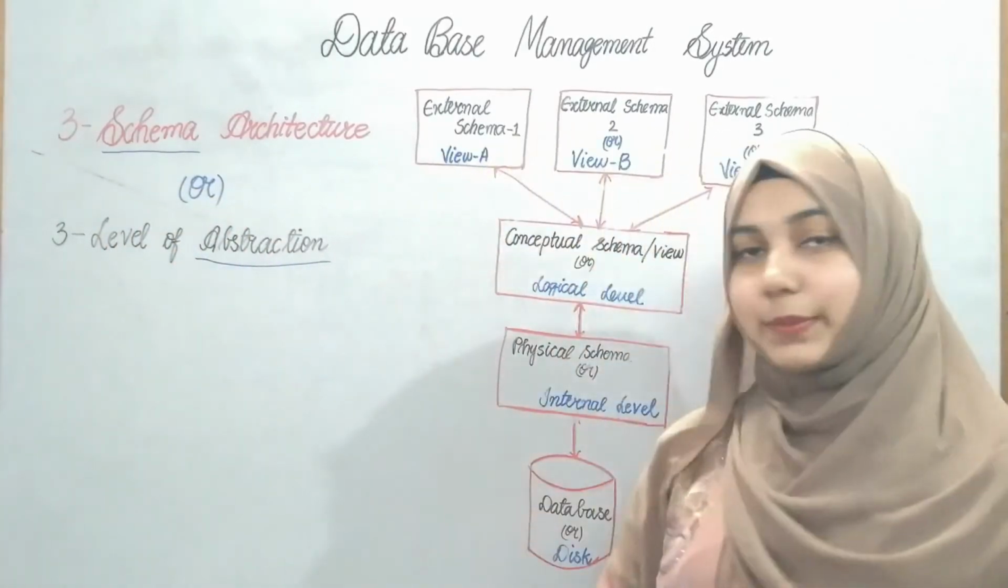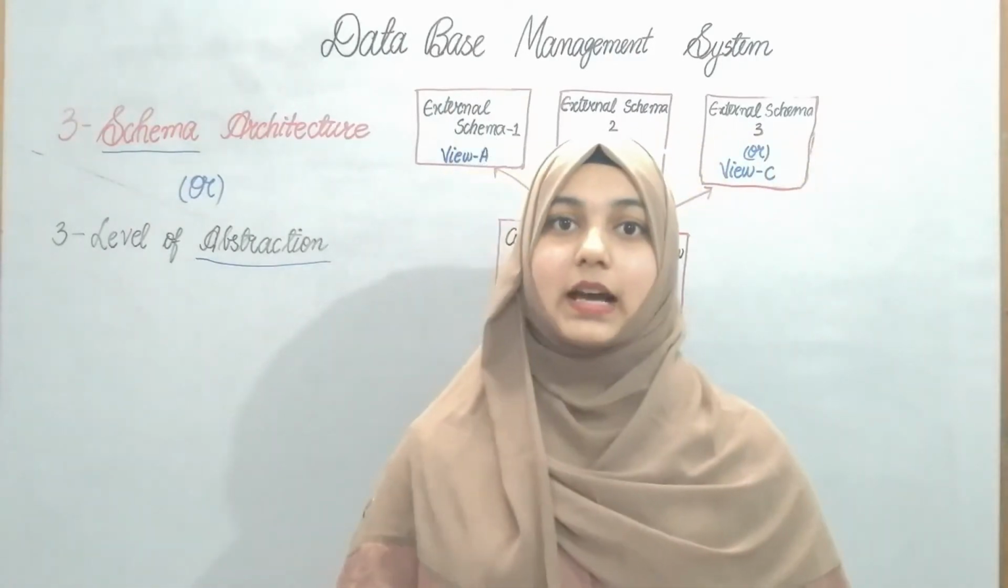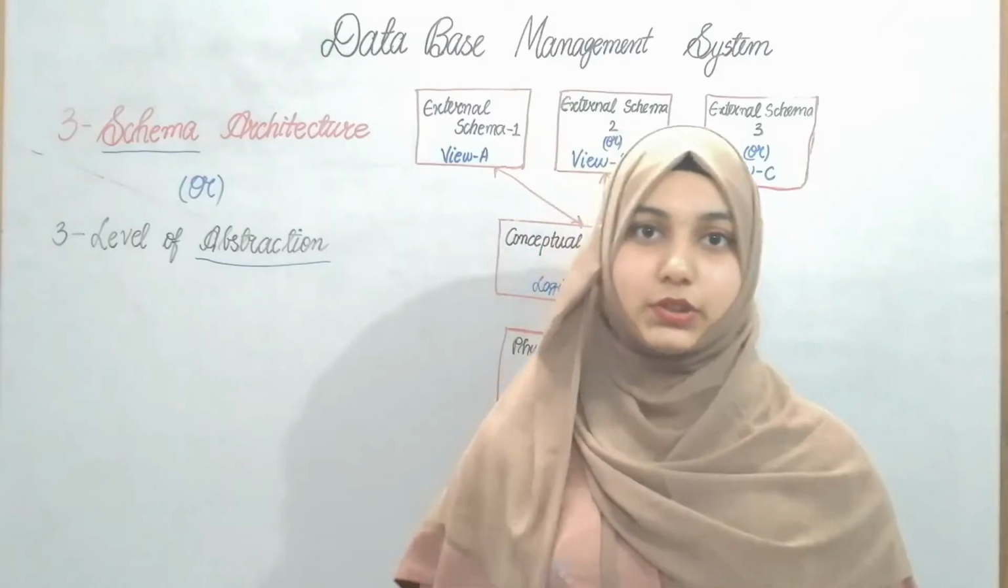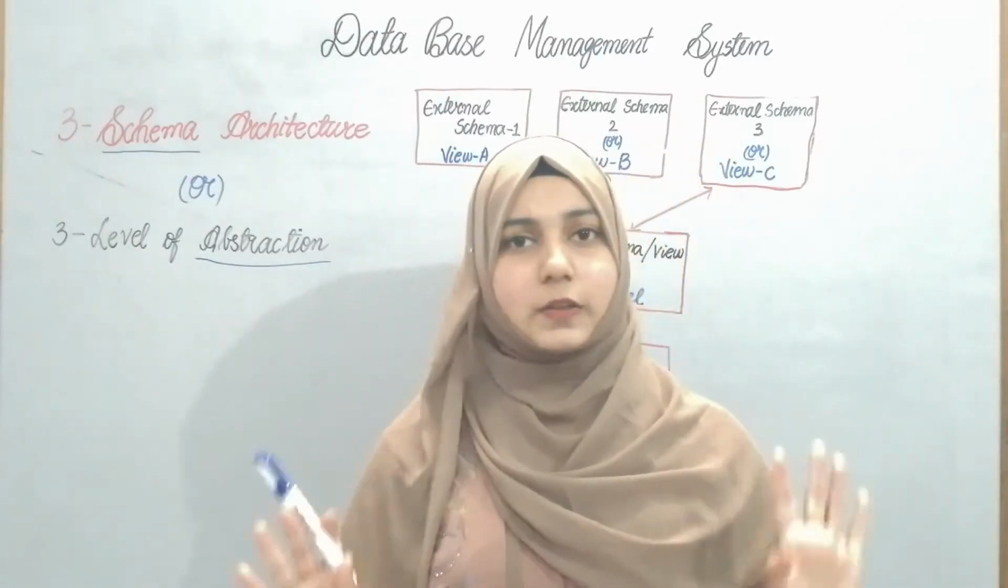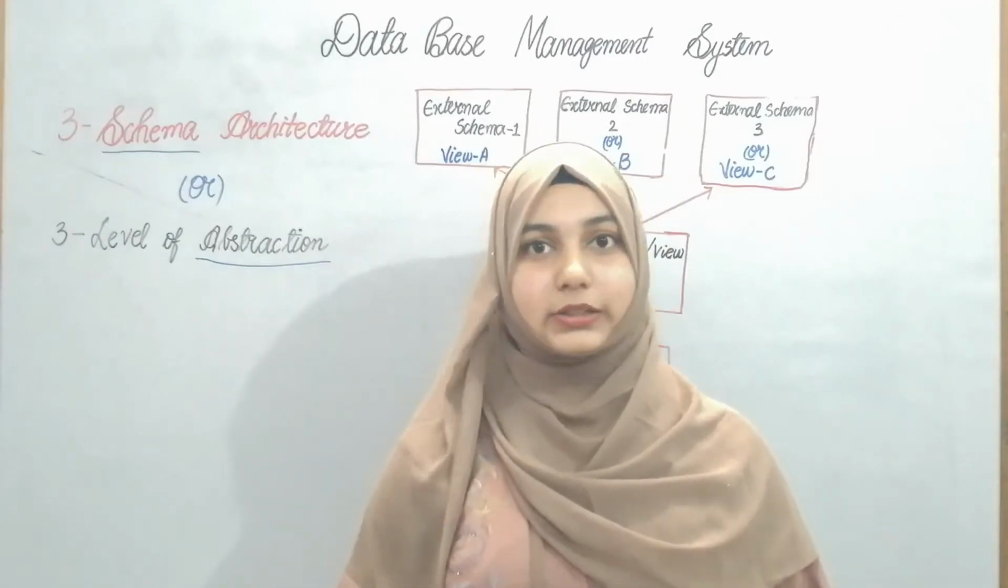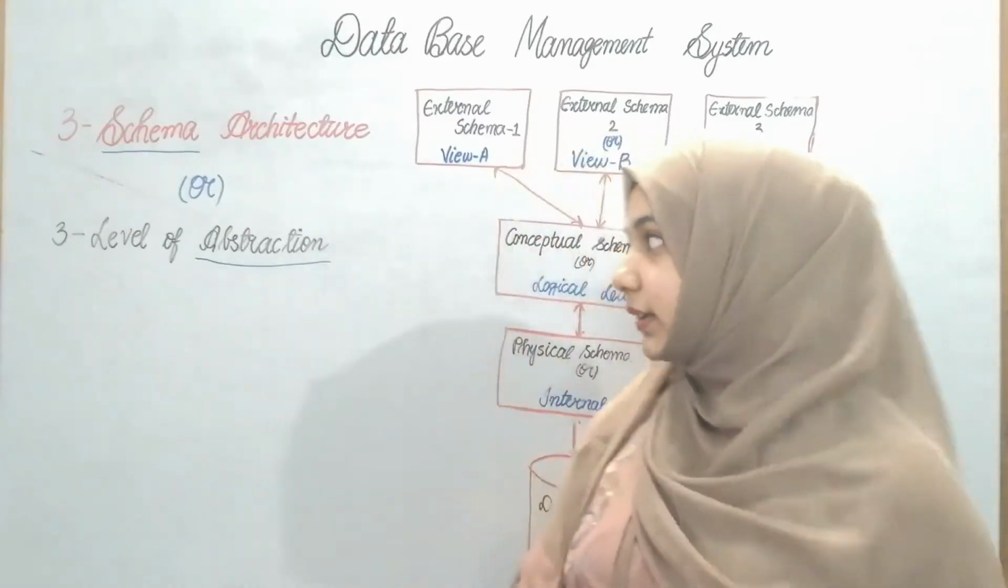Next, abstraction. Abstraction means hiding the irrelevant information from the user. The information that is not related to the user, that the user is not concerned about, we are going to hide. So that's nothing but abstraction.